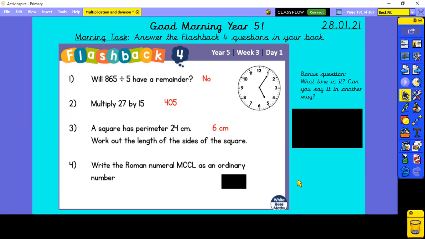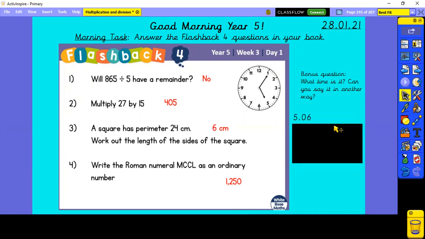Question 4, write the Roman numeral MCCL as an ordinary number. Our answer will be 1250. And our bonus question, what time is it and can you say it in another way?